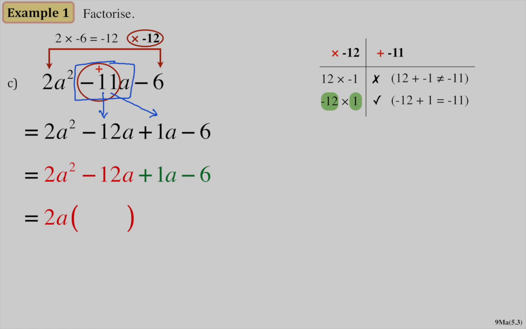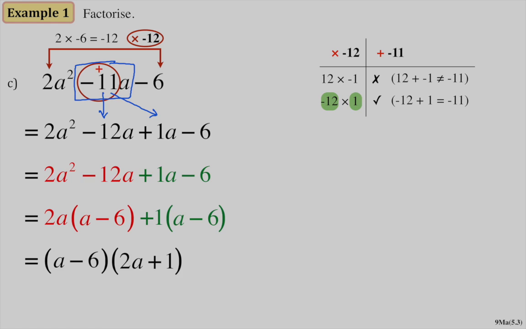2 goes into 12 6 times, so I'll have an a take 6. When I look at the green numbers here, the second pair, I already have a take 6, so I'm going to take out a common factor of plus 1. 1 goes into itself once, 1 goes into 6 6 times, so I'm left with a take 6. Now I have my groupings, I have the common bracket that I'll write down, and the leftovers are 2a plus 1. I'll go in my next bracket, finished.